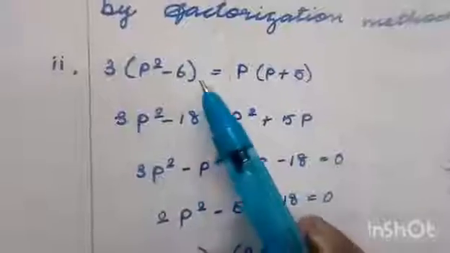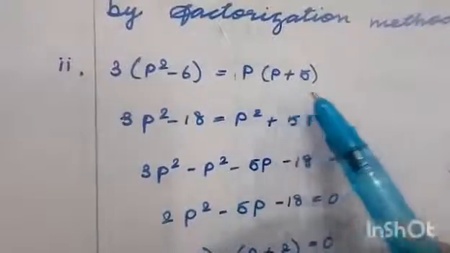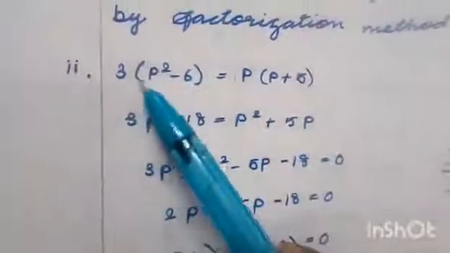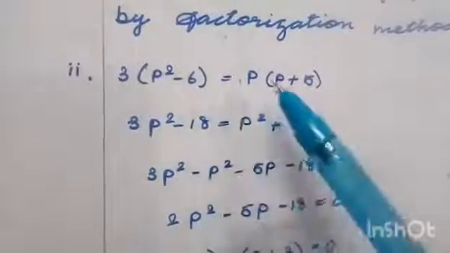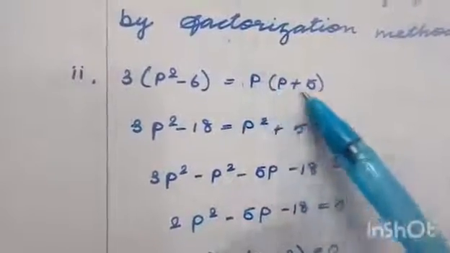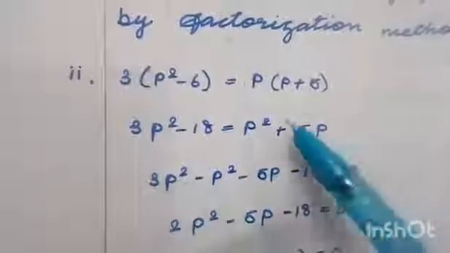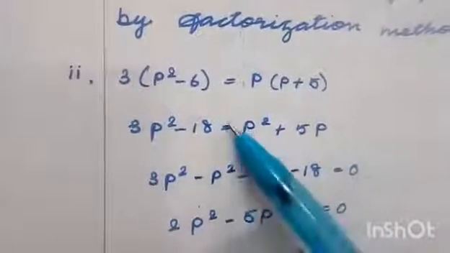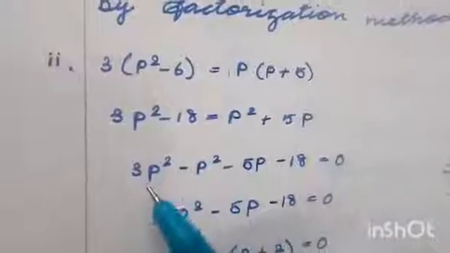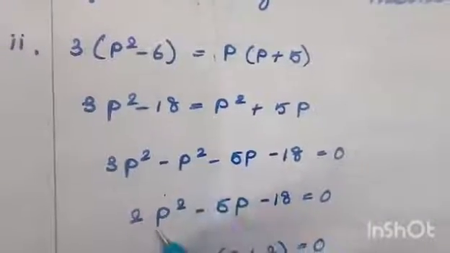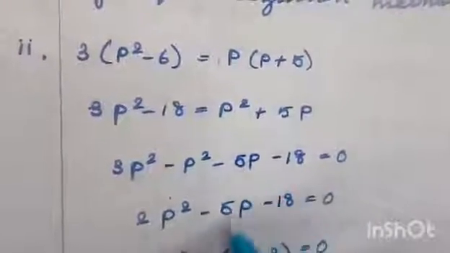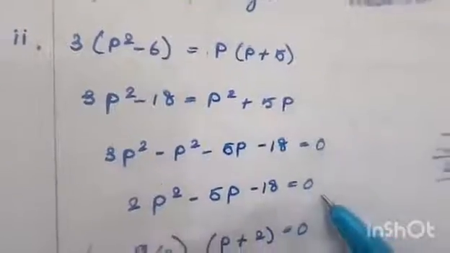Second problem, 3 into (p square minus 6) equal to p into (p plus 5). So this 3 take inside, 3p square minus 18 is equal to p square plus 5p. Now arrange on one side, that is 3p square minus p square minus 5p minus 18 equal to 0. So 3p square minus p square equal to 2p square, so 2p square minus 5p minus 18 equal to 0.